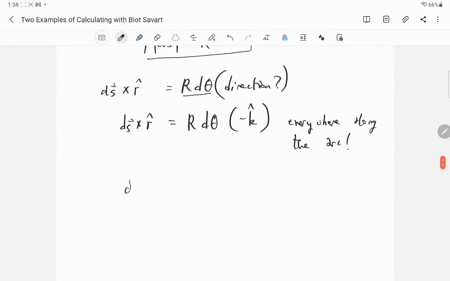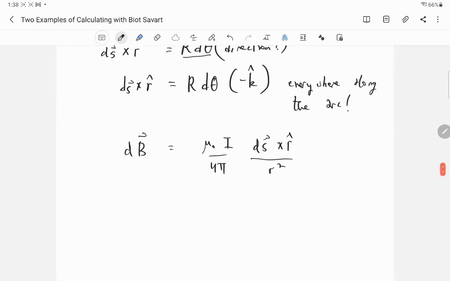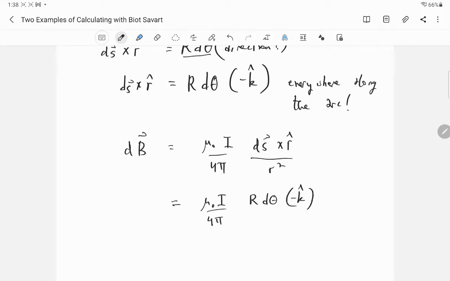So now we can update our Biot-Savart. It's mu naught I over 4 pi, ds cross r hat, right? So that's the full Biot-Savart. So let's fill in the details we know. It's mu naught I over 4 pi. ds cross r hat is r d theta. The direction is negative k hat. So I'll just multiply it, right?